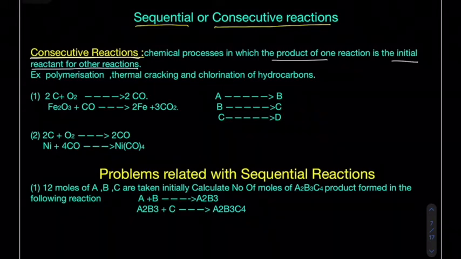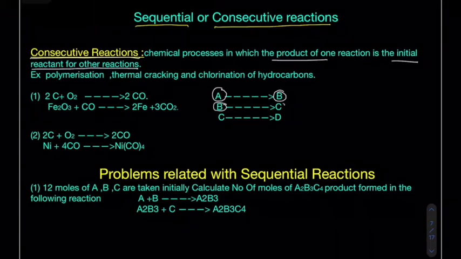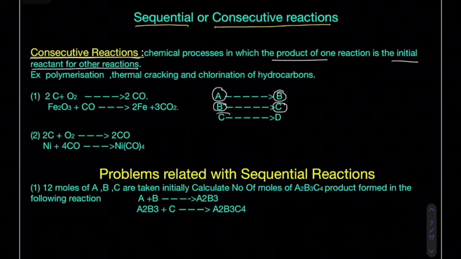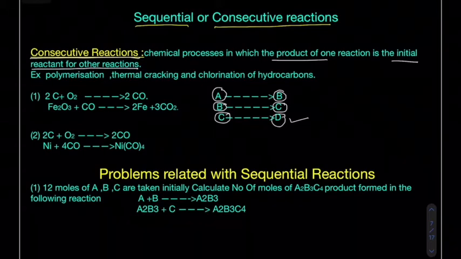Let's suppose I have reactant A, and it gives a product B. Now the product B itself acts as a reactant for the next reaction to give another product C, which itself acts as a reactant for the third reaction to give the final product D. Here we have two examples.